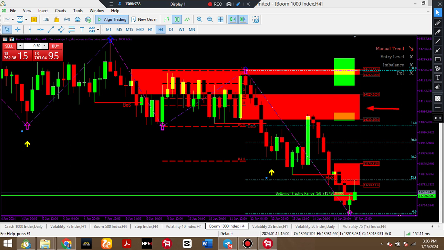You can use it on any synthetic pair. This has nothing to do with a particular pair. You can use it on all the pairs in the synthetic indices and you get a good result, as long as you are patient enough to see price go to those zones and see a reversal. Once you do this, then definitely you will not regret taking any trade when the conditions are met.